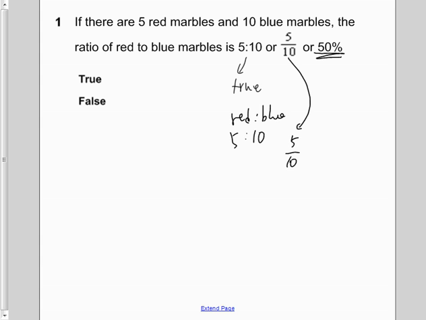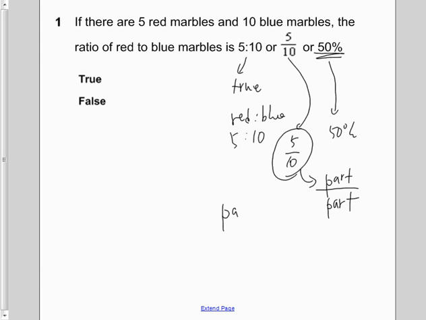But the problem is right here, percentages. It says 50%. Now this is 50%, but the only problem is this is a part-to-part ratio. And when we have part-to-part ratios, in this case red to blue, we cannot create percentages from part-to-part ratios. We learned that the only one you can actually create percentages from is part-to-whole ratios.